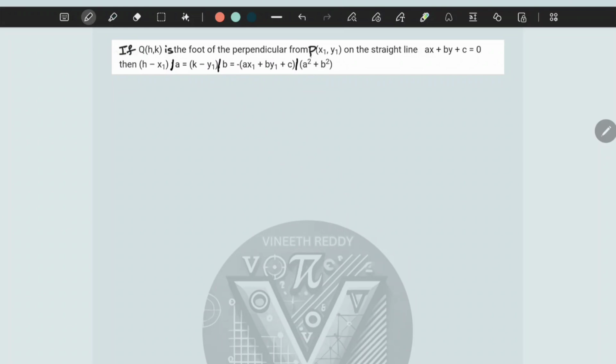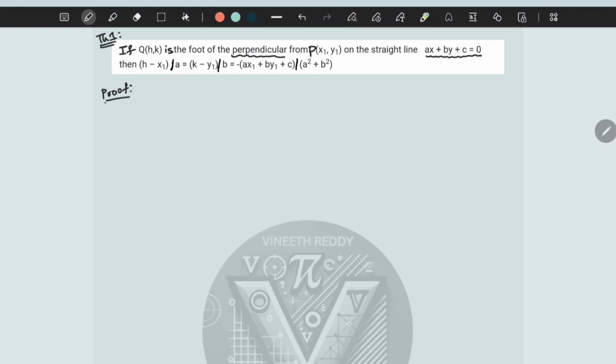So in this video we will be covering a very important theorem, that is the image theorem and the foot of the perpendicular theorem from straight lines. Okay, so the first theorem is, if Q(h, k) is the foot of the perpendicular from P(x1, y1) onto the straight line ax + by + c = 0, then we need to prove that (h - x1)/a = (k - y1)/b = -(ax1 + by1 + c)/(a² + b²).